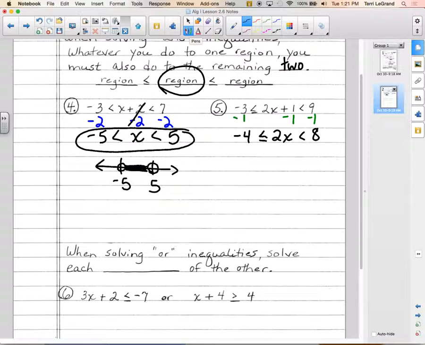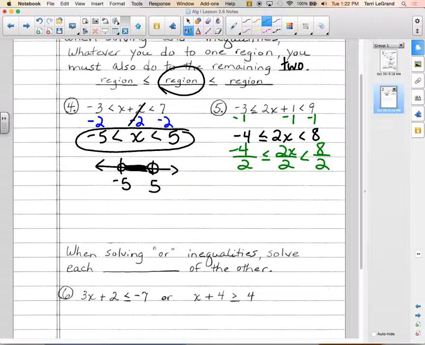Add 4? What's the x we want to be alone? What do we want to do to get that x alone in the middle? Riley? Subtract 2. No. Hunter's got 2 hands up. He's so convinced he knows the answer. Divide everything by 2. X is being multiplied by 2, so we need to divide everything by 2.